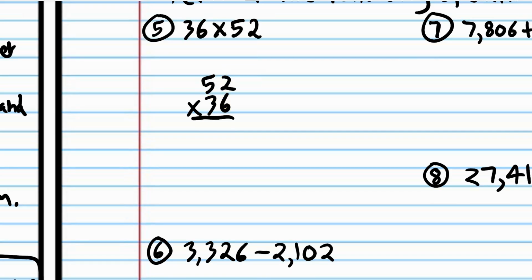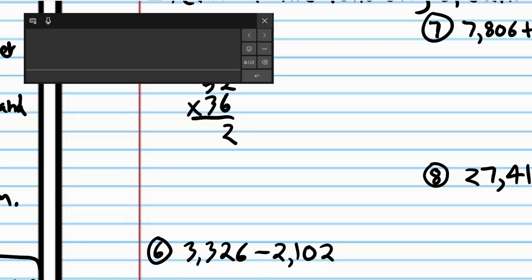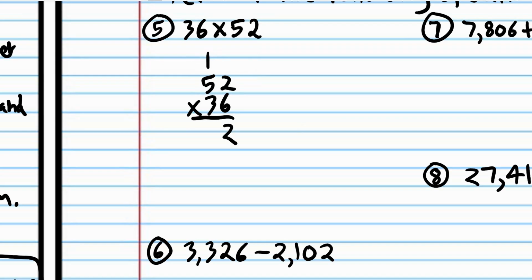So we stay on the 6. 6 times 2 is 12. 12 is a 2-digit number, so you have to carry a 1. Then 5 times 6 is 30. Then we have to add the 1, so that becomes 31. And there are no more numbers for 6 to multiply, so we just write the whole 31.